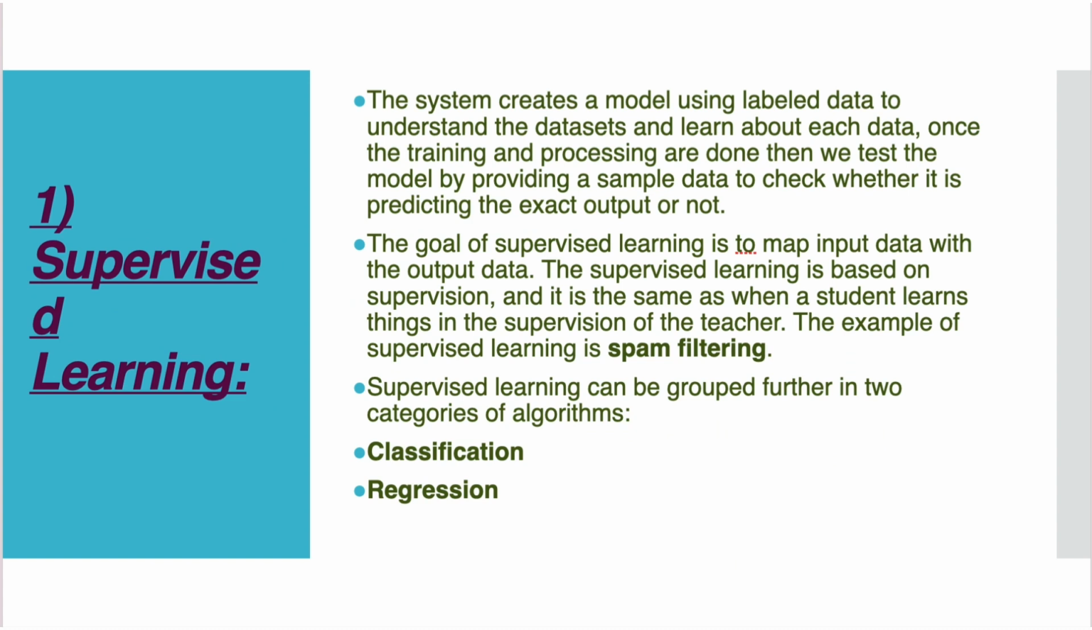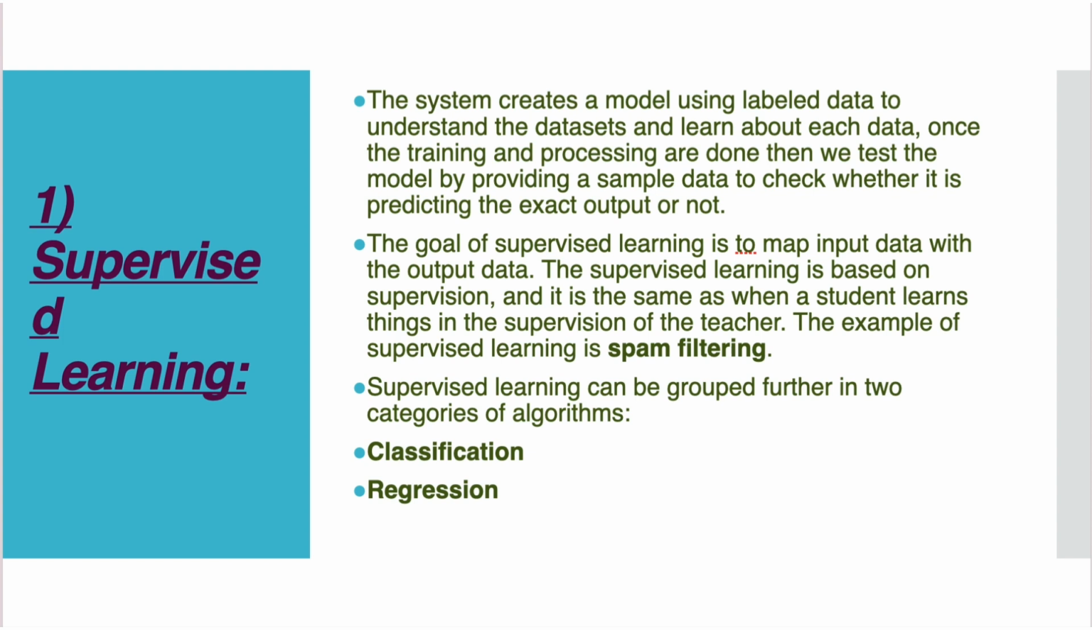Supervised learning is a type of machine learning method in which we provide sample labeled data to the machine learning system in order to train it, and on that basis it predicts the output. The system creates a model using labeled data to understand the datasets and learn about each data. Once the training and processing are done, we test the model by providing sample data to check whether it is predicting the exact output or not. The goal of supervised learning is to map the input data with the output data.